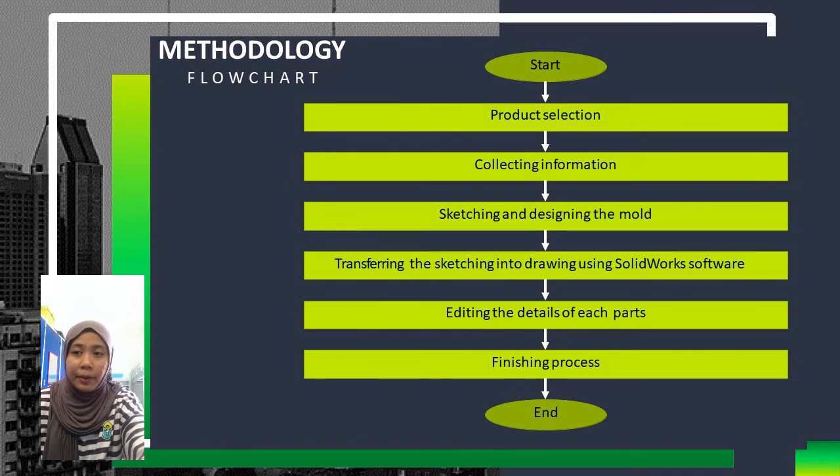Next, we sketch and design the mold. So we take a paper and just draw the soft sketch on the paper, and then we transfer the sketch into SolidWorks software. And then we edit the details of each part, and lastly we do the finishing process.